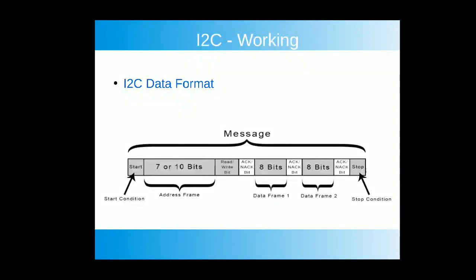I2C is a packet switched network. It means that all the data communication happening in the I2C protocol is in the form of packets, and each packet contains some address field, some data field, and some control field. And this is an example of an I2C packet. This I2C packet starts with a start condition and ends with a stop condition.